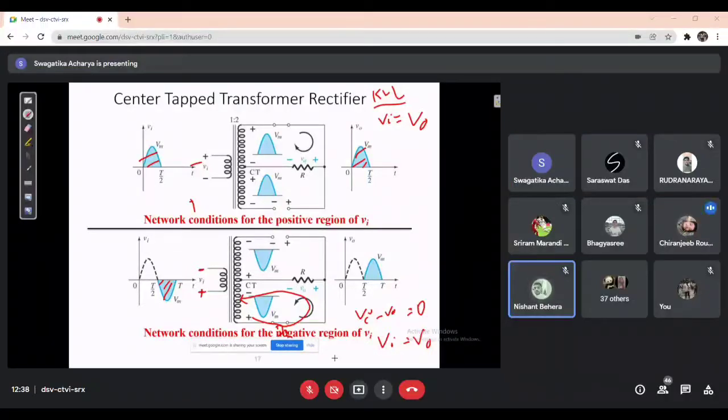Whatever input you have given, the same thing you are getting as your output. So you are getting full wave rectification, right? So coming to the comparison.